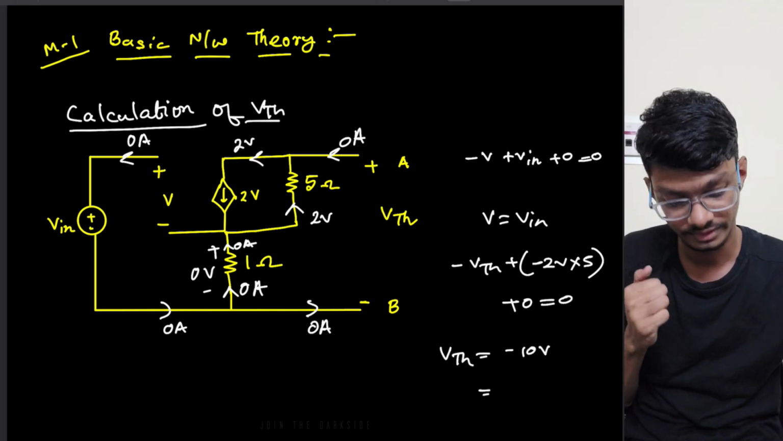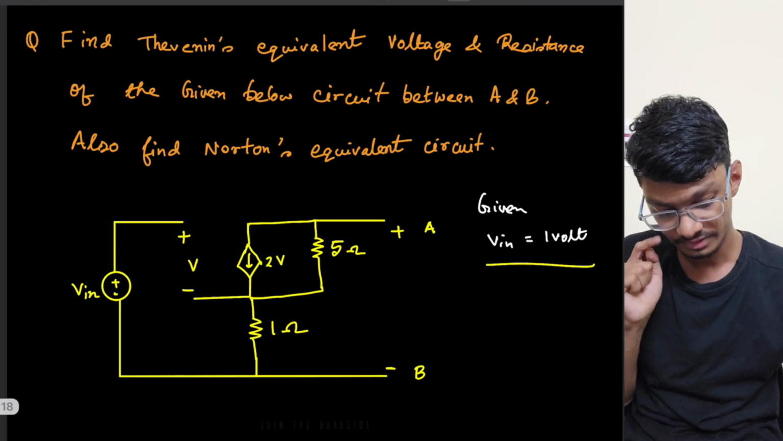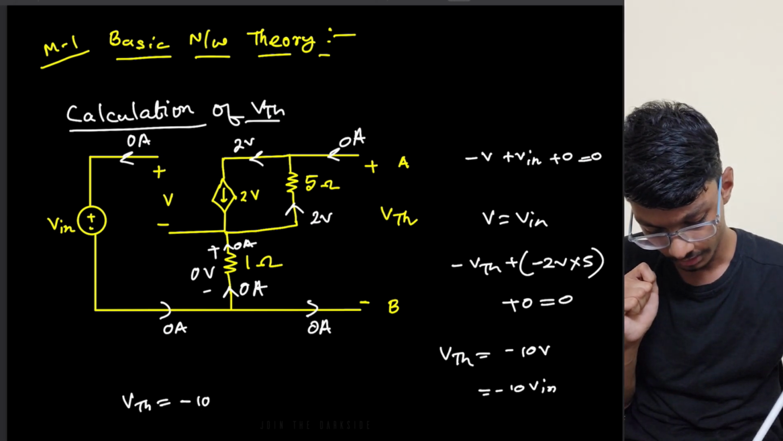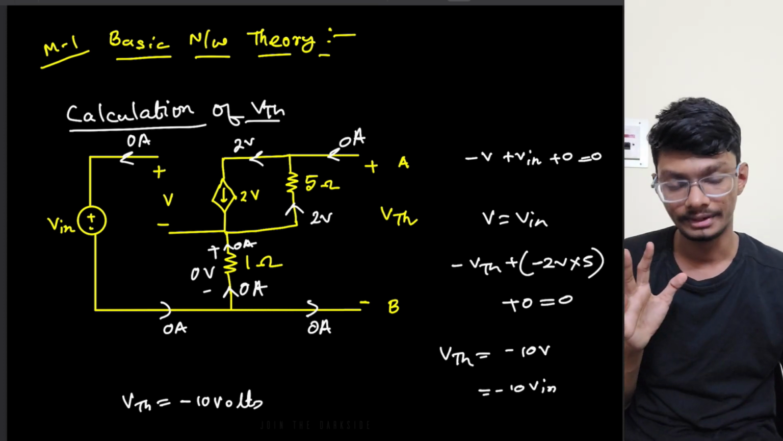And what is V? V is Vin. So VTH is minus 10 Vin, and Vin is given as 1 volt in our question. So VTH will be equal to minus 10 volts.